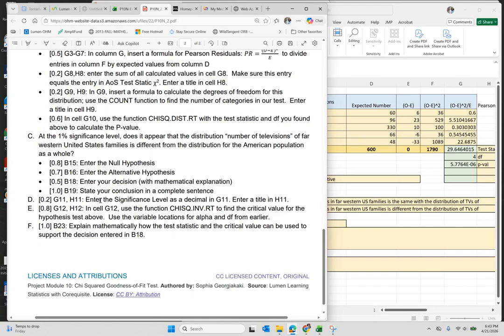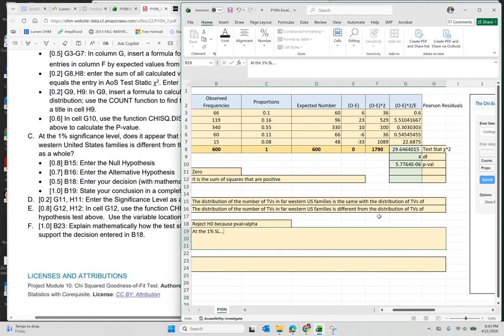In G11, I want to enter the significance level as a decimal, and in H11, I want to enter the title of this value. So the significance level for this hypothesis test was 0.01, and that was the significance level, or alpha.